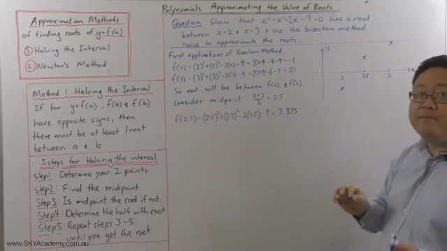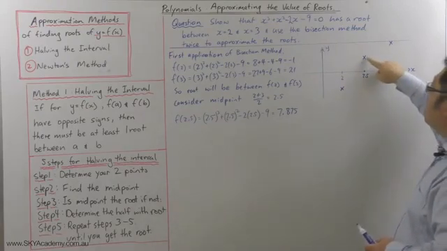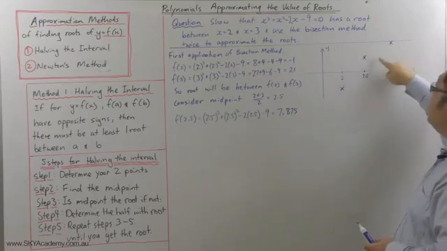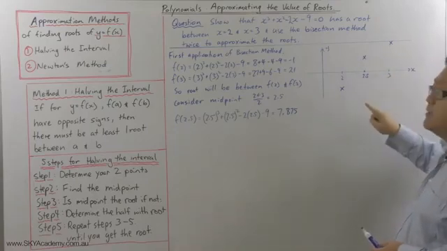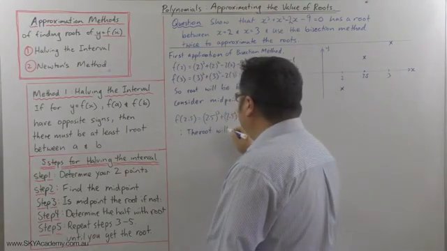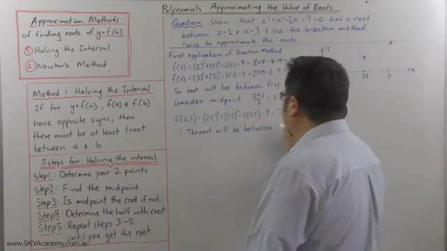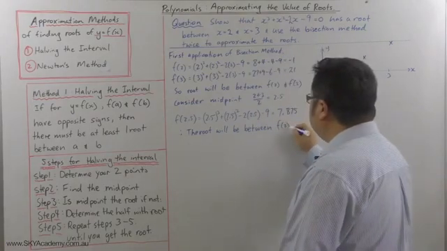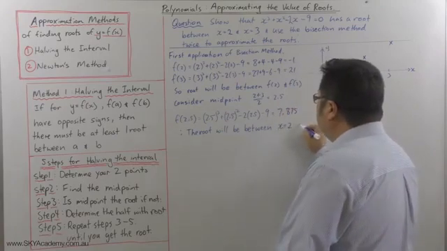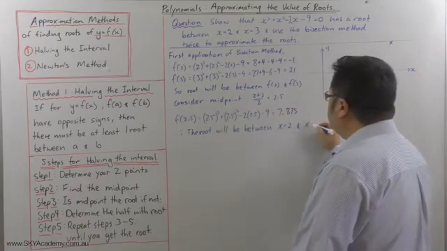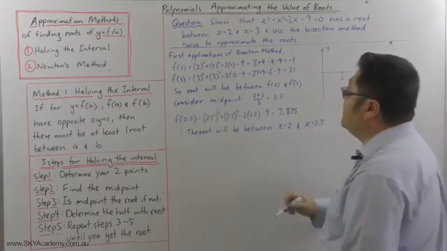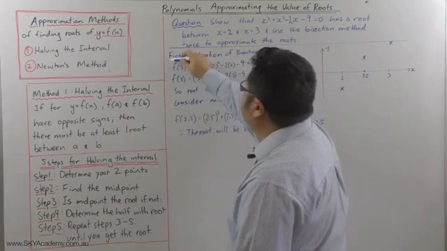Can you see that? And can you see that the line between 2.5 and 3 is not where it's going to cross? If you join that line, it's not going to cross with this line, yes? So therefore, the root will be between x is equal to 2 and x is equal to 2.5. Does that make sense? So that's the first application of the bisection method.